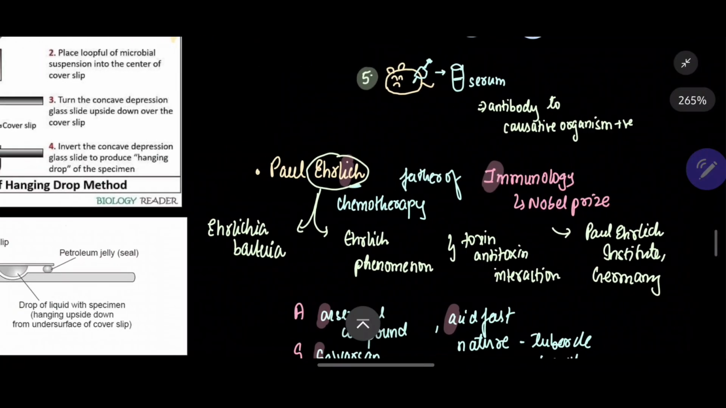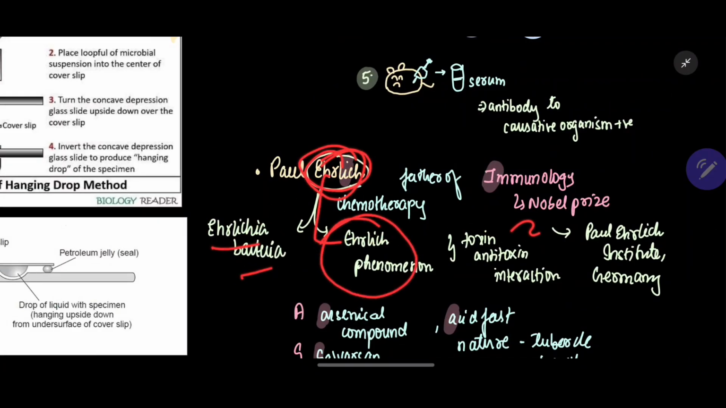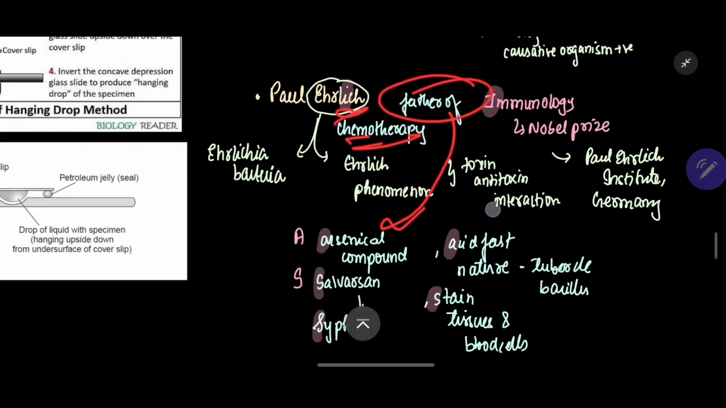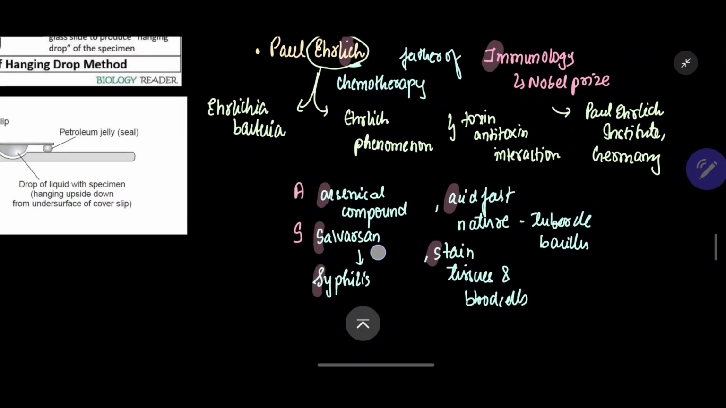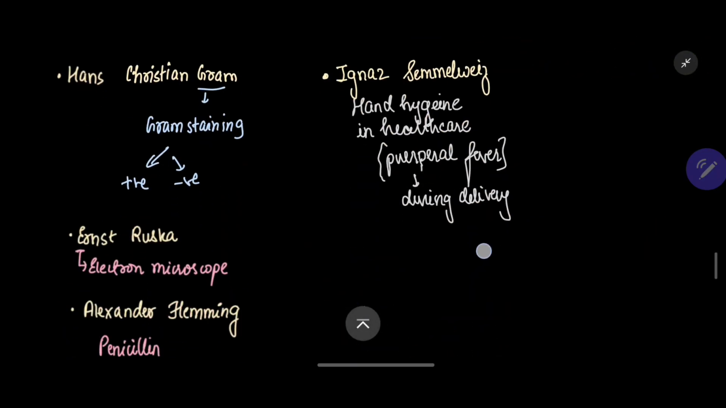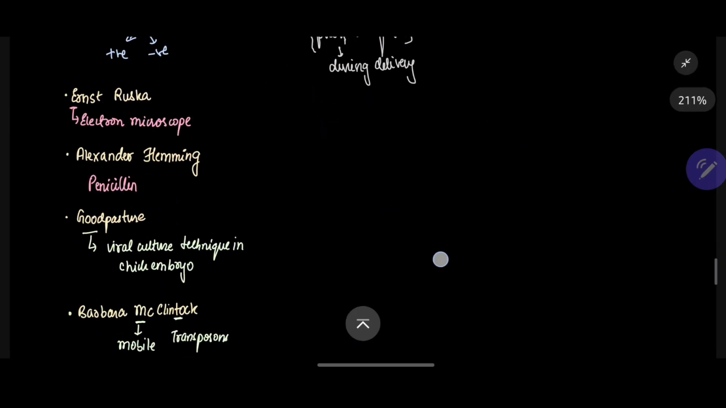Okay, so again revising about him, from Ehrlich, Ehrlichia bacteria, and Ehrlich phenomenon, which describes the toxin antitoxin interactions. Toxin is antigen, antitoxin is antibody. So I is for immunology. He did something great, so he got a Nobel Prize. And CH is for chemotherapy. So he's the father of chemotherapy. Why? Because some arsenical compound, salvarsan, he was like, oh, it can cure syphilis. So that's why father of chemotherapy. And A is also for acid fast nature of tubercle bacillus, and S is for staining of tissues and blood cells.